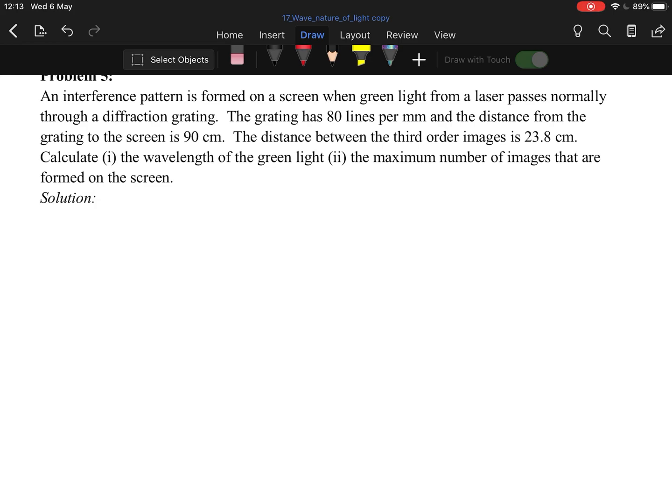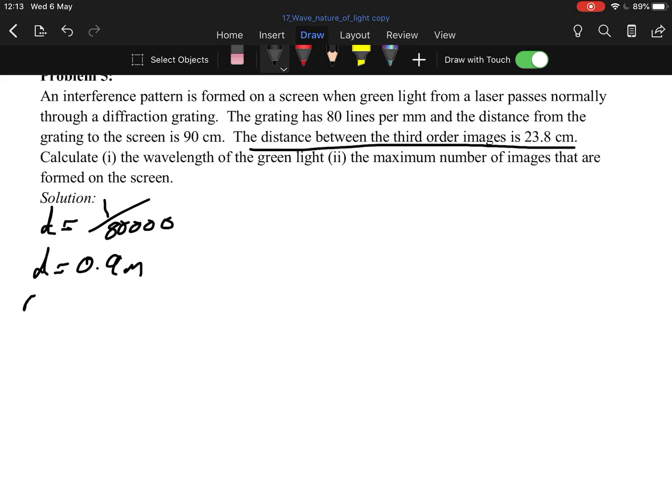An interference pattern is formed on a screen when a green light from a laser passes normally through a diffraction grating. The grating has 80 lines per millimeter, and the distance from the grating to the screen is 90 centimeters. I'm just going to call that distance D. The distance between the third order images is 23.8 centimeters. Calculate the wavelength, so we want to find the wavelength, but they didn't give us the angle, and they want to find n max.